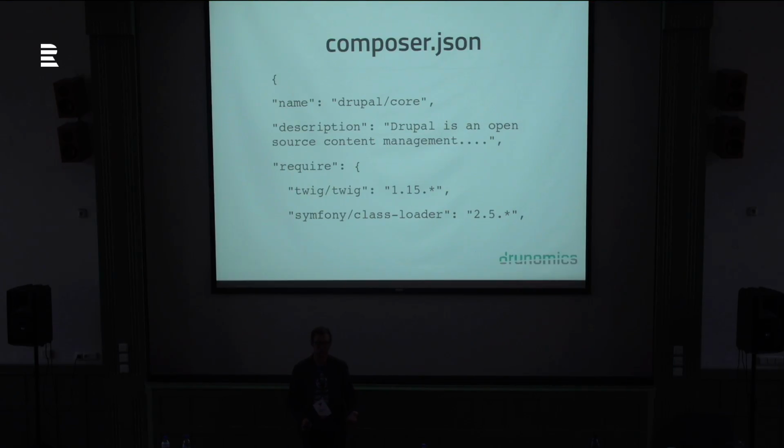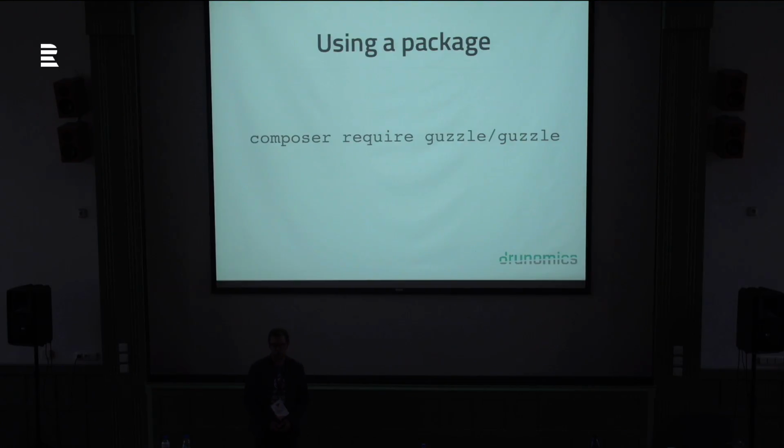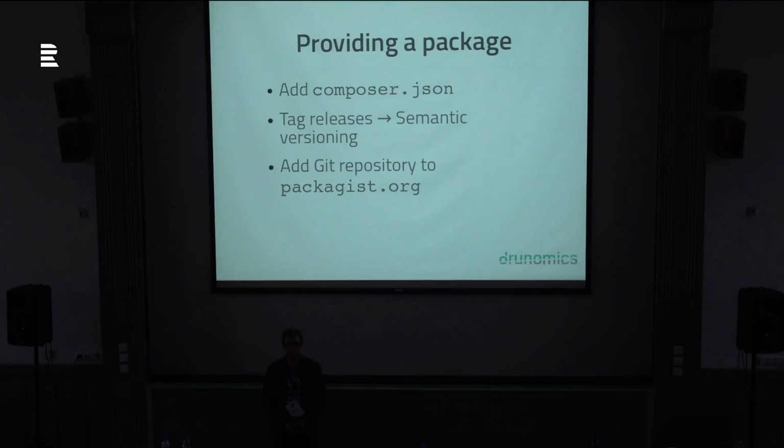You have a package that has a name, some description, and then some more special keys, but the most important key is the require key, which lists all the dependencies of the package, which Composer will fetch for you. For adding a dependency, you can use the command composer require. You just require the package, and Composer will fetch it and put it into composer.json for you. For providing a package, you just add a composer.json file to a repository, tag releases and use branches, and you can work from that. To make it available to everyone, so everyone can easily find it, you also put it on packagist.org.